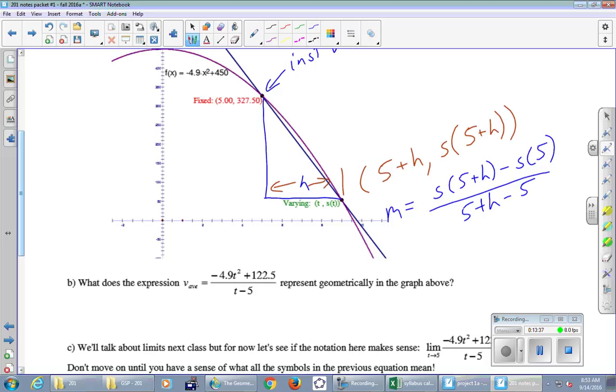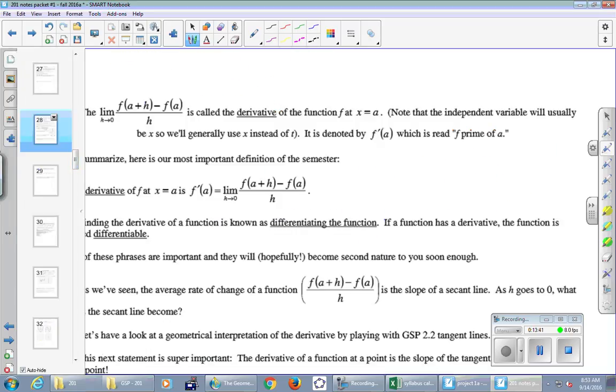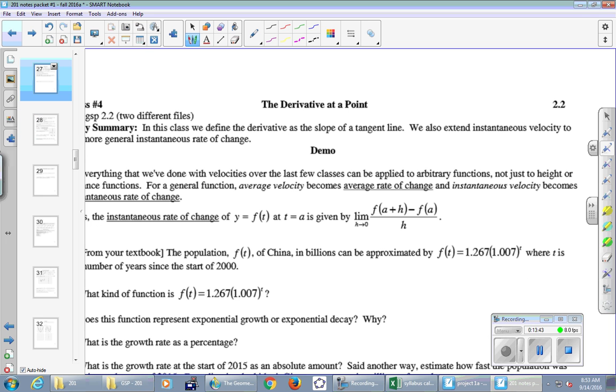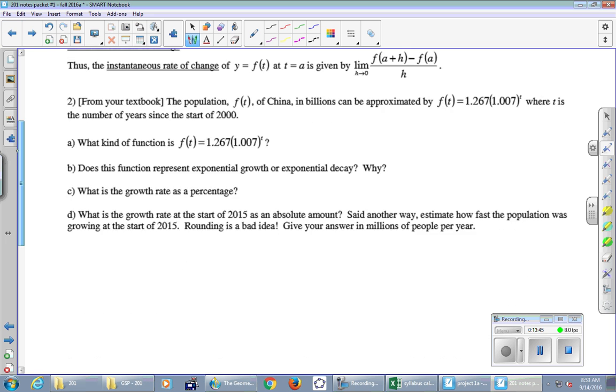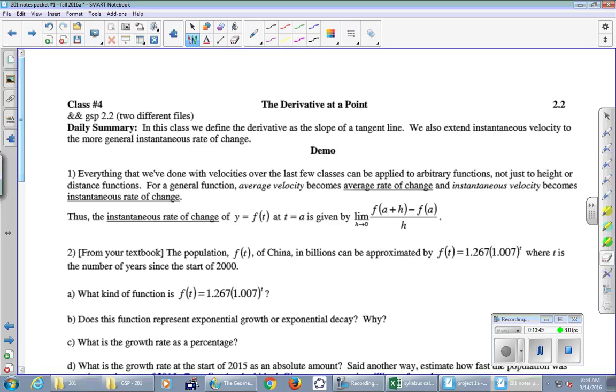Okay, so let's move on to the material for today. See if we can find this thing here. It looks like this. Page 27. Our daily summary. In this class, we define the derivative as the slope of a tangent line. We also extend instantaneous velocity to more general instantaneous rate of change.